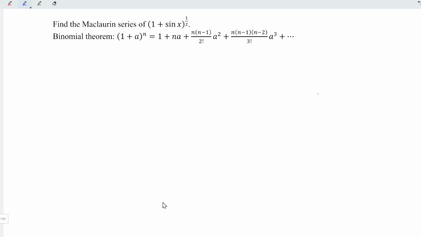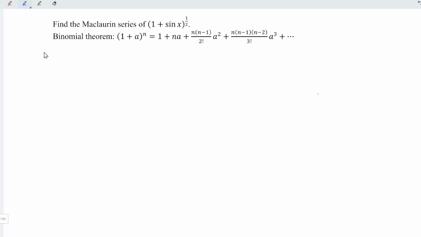Today, we'd like to share how to obtain the Maclaurin series of the square root of 1 plus sine x. Instead of differentiating the function and obtaining a complicated function, we are going to apply the binomial theorem and first express it in the form of a binomial series.